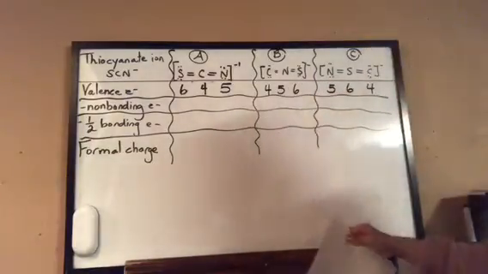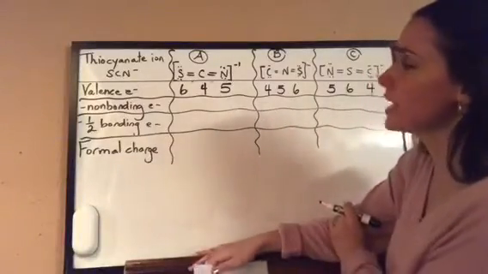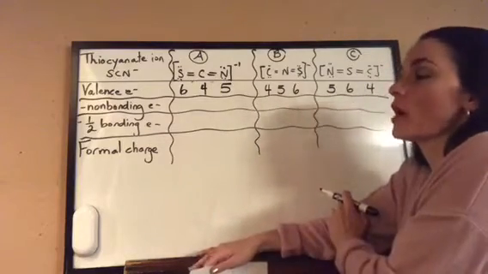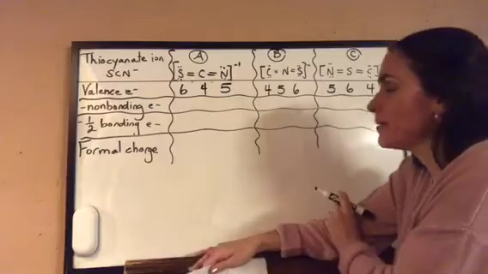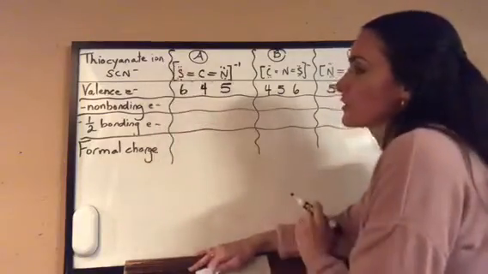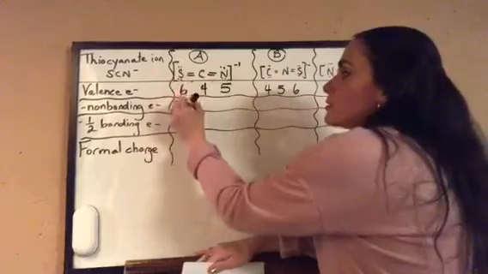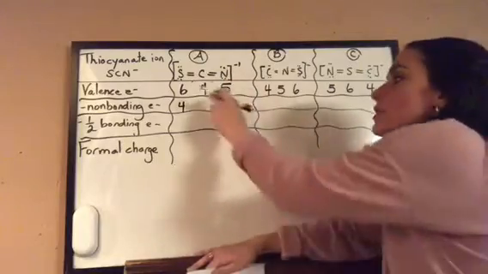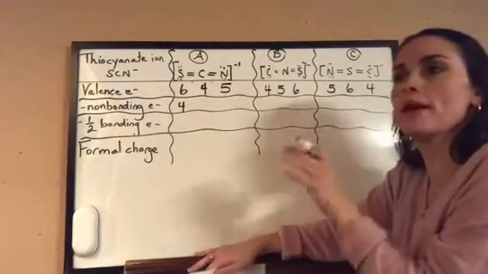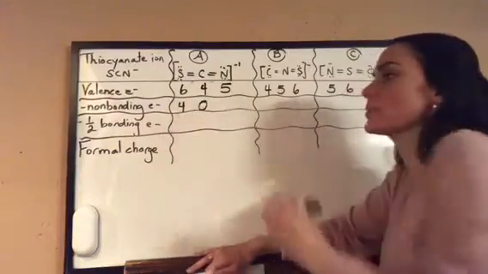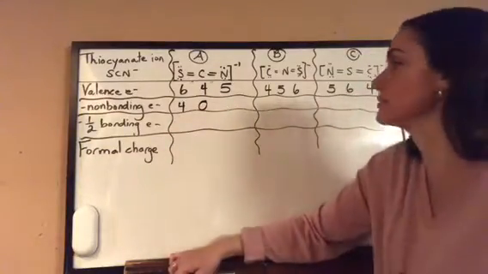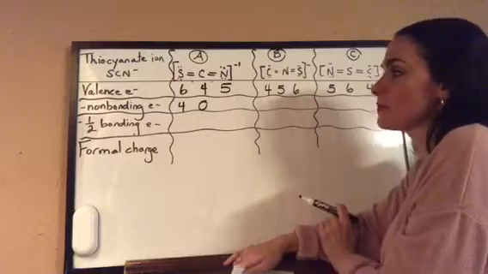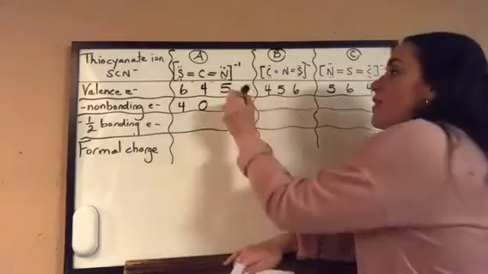Now, let's count the number of non-bonding electrons on each atom within the proposed Lewis structures for the thiocyanate ion. Non-bonding electrons on sulfur in this structure, we have 4, because we have 2 lone pairs. If we look at carbon, there are no lone pairs, so 0 non-bonding electrons. Remember, non-bonding electrons are lone pairs, and a pair is 2 electrons. If we go to nitrogen, we have 4 non-bonding electrons, equivalent to 2 lone pairs.